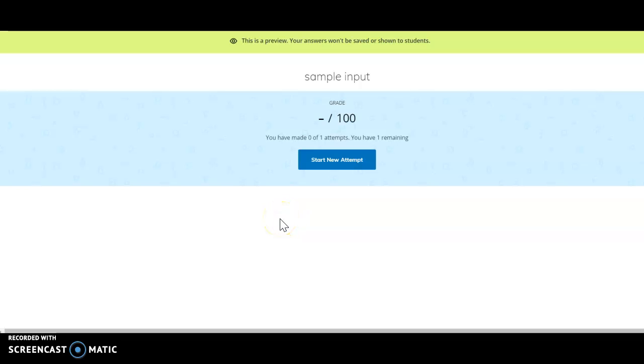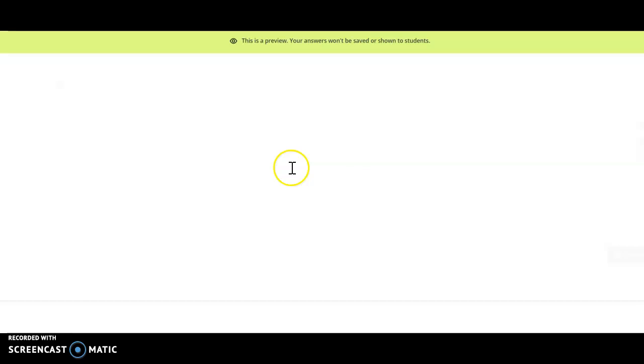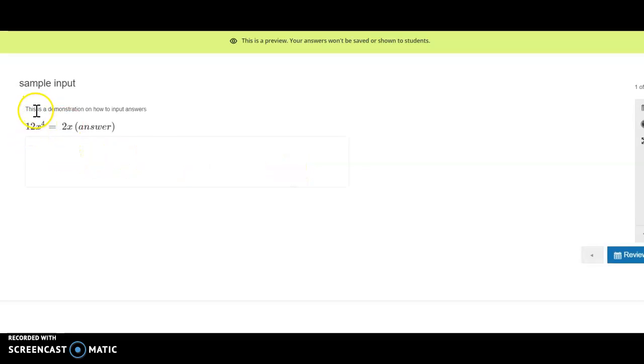For the Unit 11 test, there are some features on Schoology that you will need to be familiar with. So I'm going to do a sample input. I'm going to start my new attempt. My question shows up. It says this is a demonstration on how to input answers.